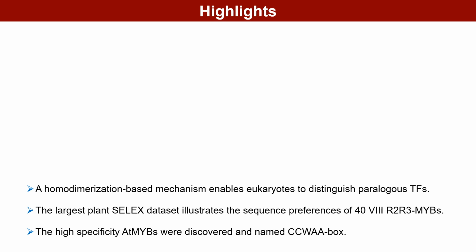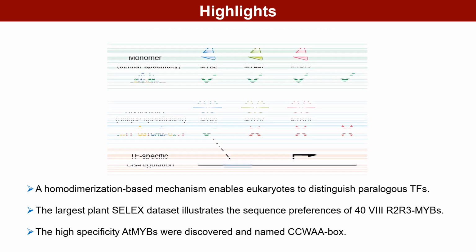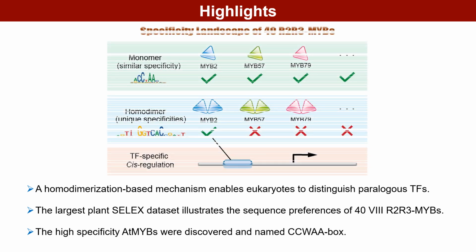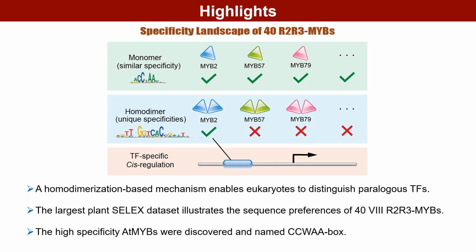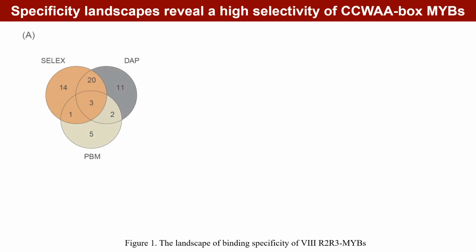In this study, we employ high-throughput SELEX to analyze 40 R2R3-MYBs, revealing a homodimerization-based mechanism that enables eukaryotes to differentiate paralogous TFs. This work generates the largest plant SELEX dataset to date and identifies a highly specific AtMYB binding motif, termed the QAA-box. Our SELEX libraries included 38 VIII AtMYBs, 14 of which were not covered by previous datasets.